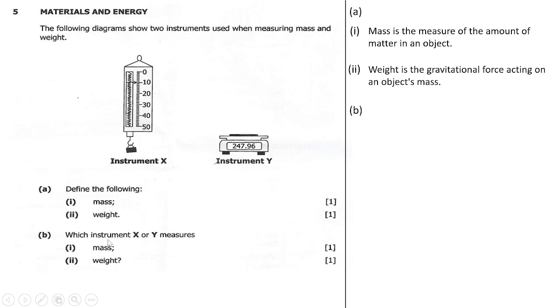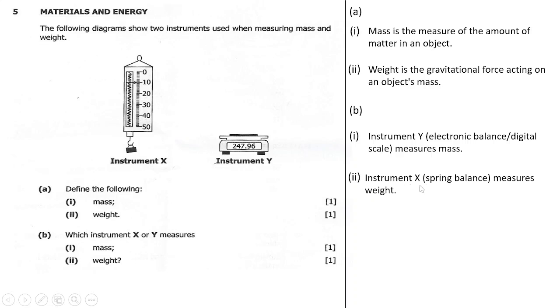B says which instrument, X or Y, measures Roman numeral 1, mass. Instrument Y, which is an electronic balance or digital balance or scale, measures mass. Then weight, we are saying instrument X, which is also called a spring balance, measures weight.